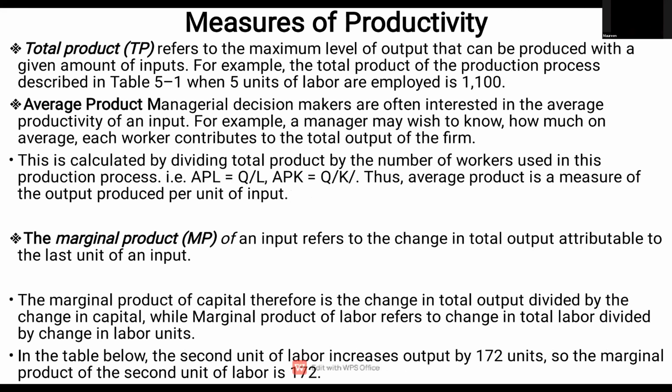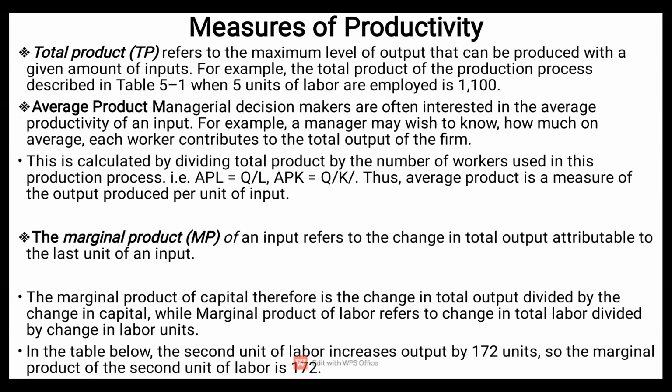Now, let's start from total product. With the total product, this refers to the maximum level of output that can be produced with a given amount of inputs. The maximum level of output that we can produce from the given amount of inputs is said to be the total product.